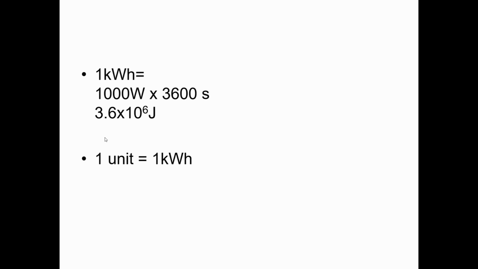So while we get this kind of electricity bill, it will be written as 45 unit or 100 unit, 200 unit, 500 unit. So 1 unit means 1 kilowatt hour.